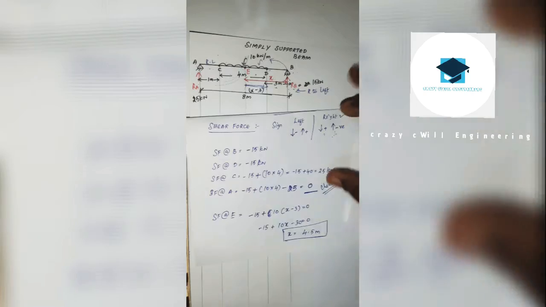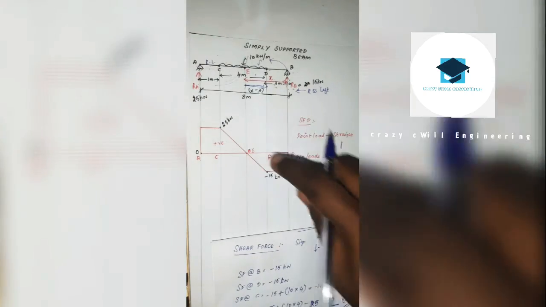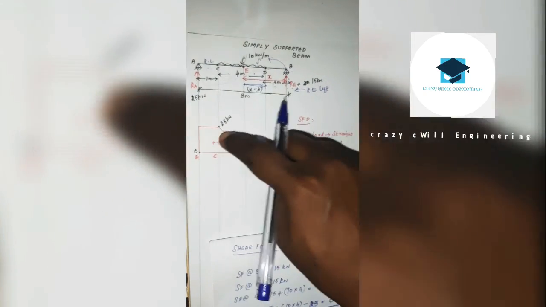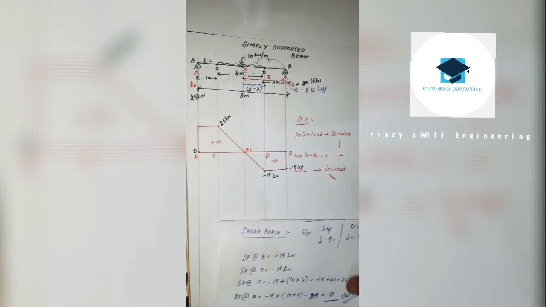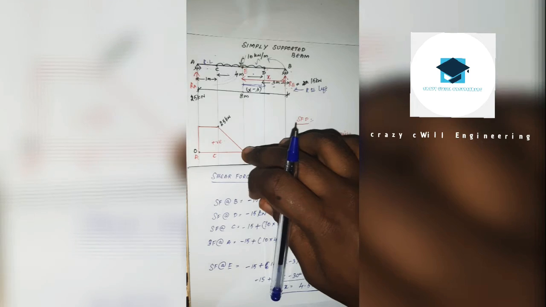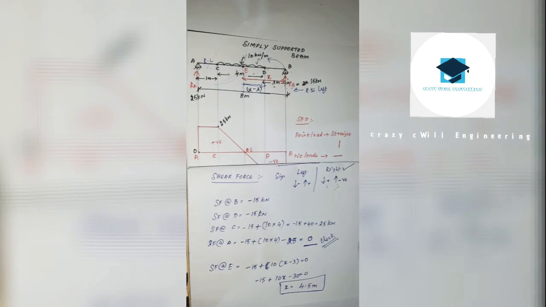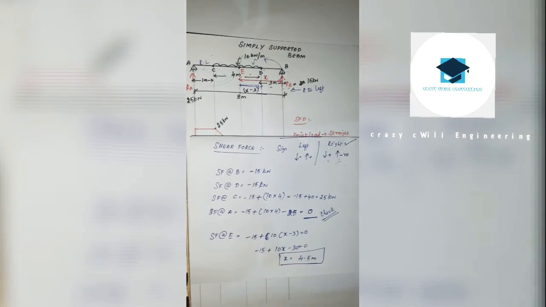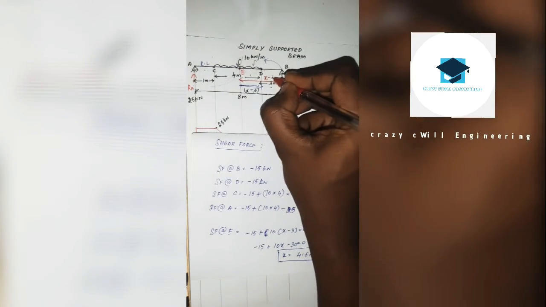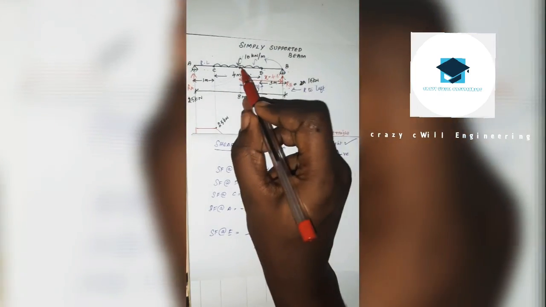Because the shear force changes its sign from negative to positive, here the bending moment is maximum. So we have to find the distance for this maximum bending moment. So now I find the value, 4.5. Here the x value is 4.5.